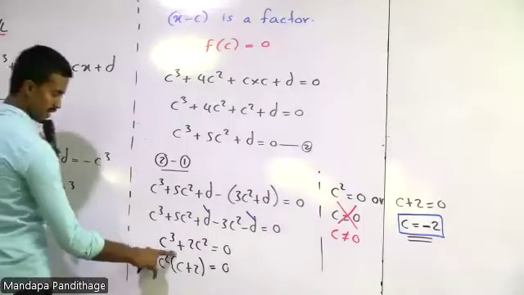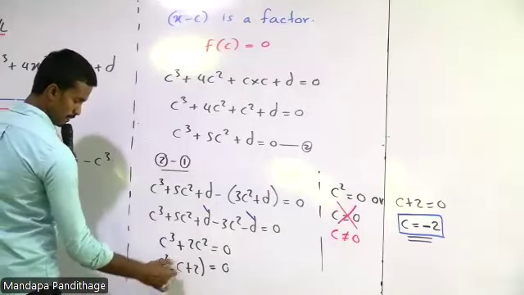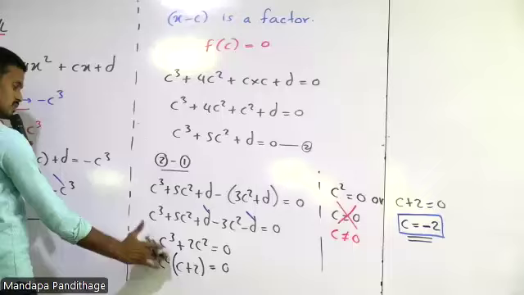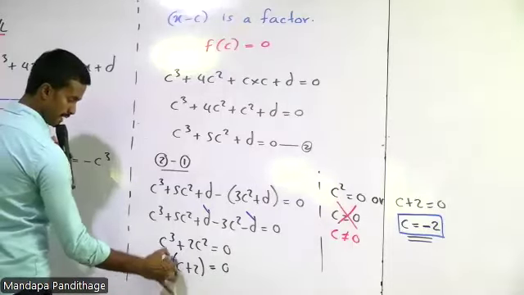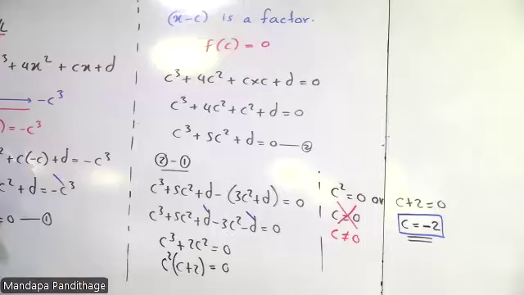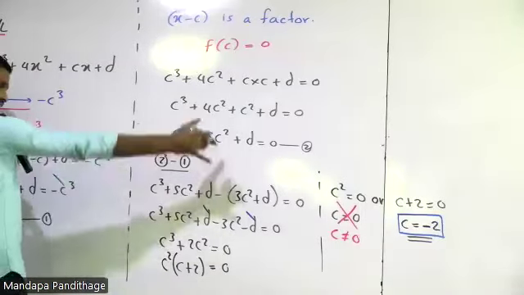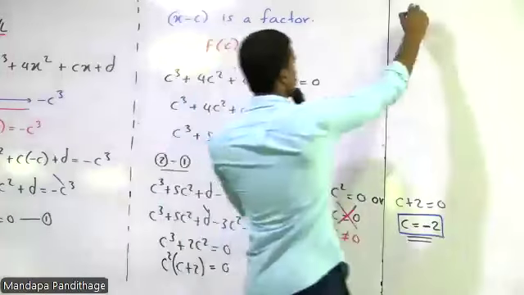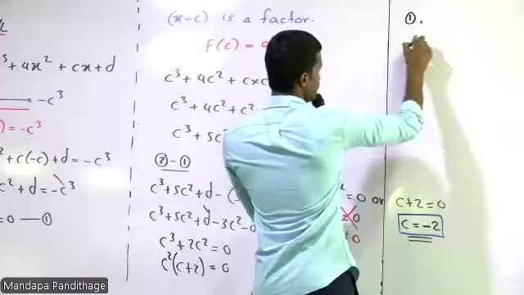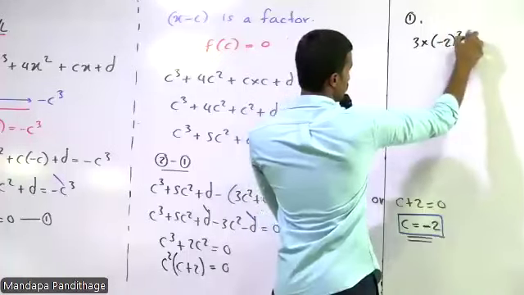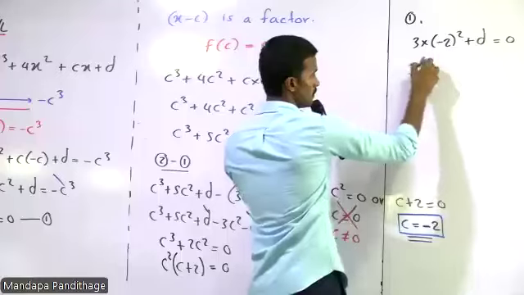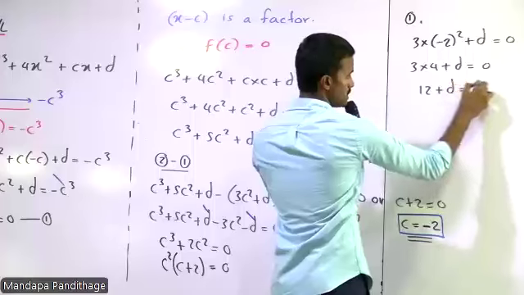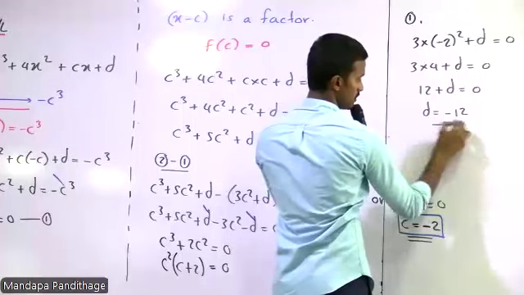So each and every step we have discussed before. I told you this when we were doing solving equations using the factor theorem. So I factorize it and make each term equal to 0, and then you can find d from equation number 1. 3c squared, with c as minus 2 squared, plus d is equal to 0. I get 12 plus d is equal to 0. d is equal to minus 12.